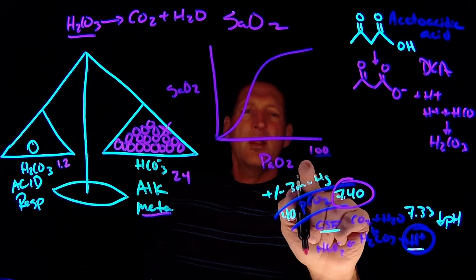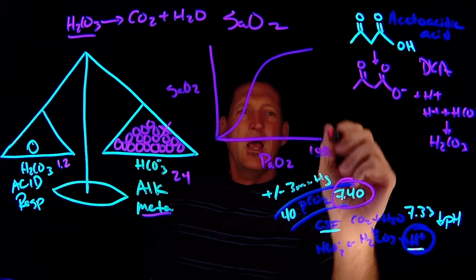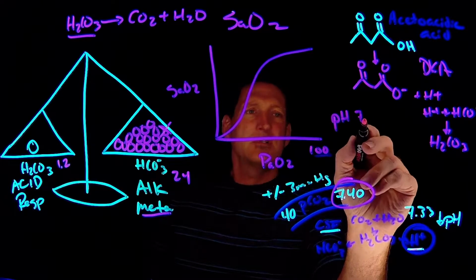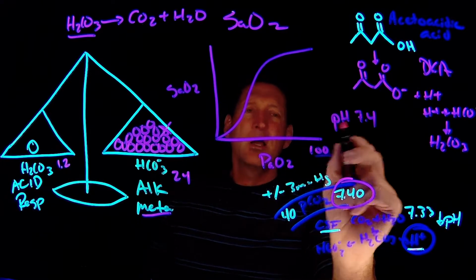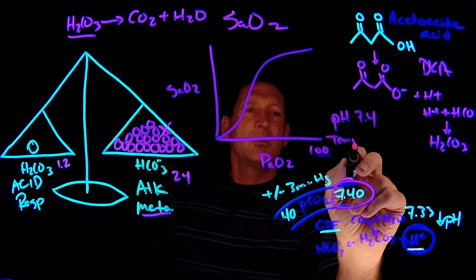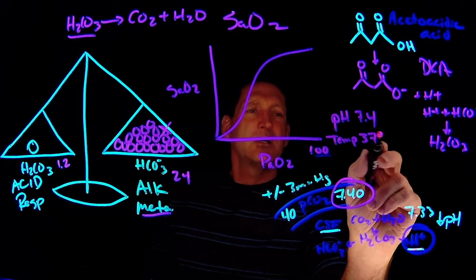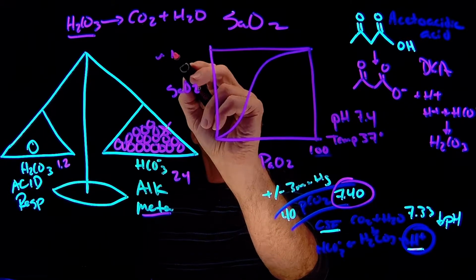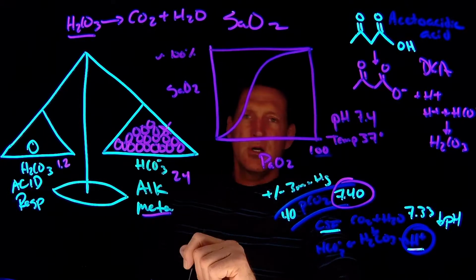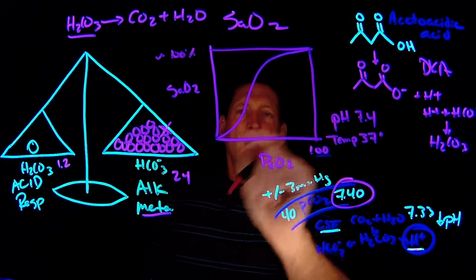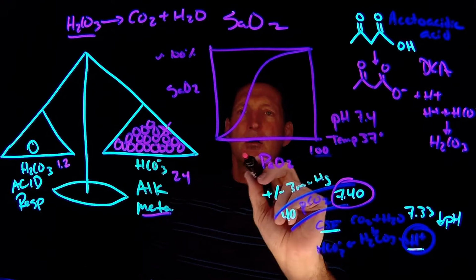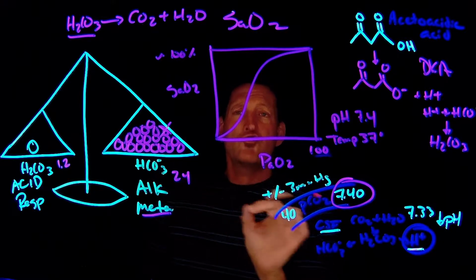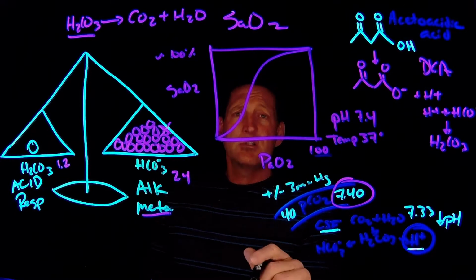Well, I know that if my PaO2 is at 100 and my pH is normal, within the range of 7.35 to 7.45, but let's say it's 7.4, and let's say my temperature is normal, at 37 degrees Celsius, I know that at 100, I'm almost 100% saturated. Now, I also know that when a red blood cell goes through the entire system, it leaves the heart, goes to the foot, and comes back to the heart. In that transit, it's given up 25% of its oxygen.